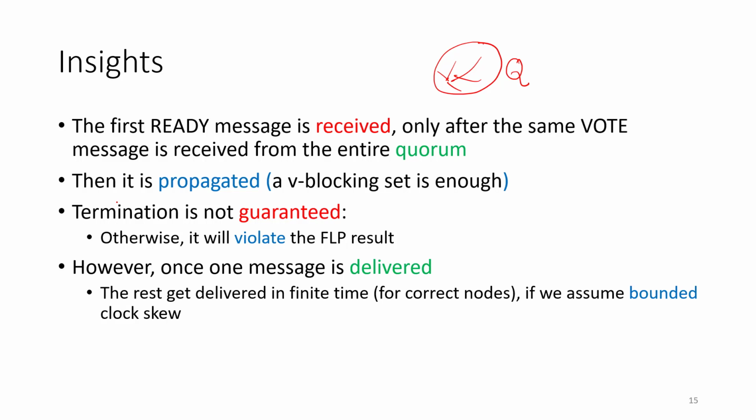And of course, all the correct nodes will get the delivery in finite time if we assume bounded clock skew. So we assume that we have a partially synchronous system and all the nodes are active, in the sense of executing this algorithm. Then within a finite amount of time, which can also be made bounded, if one message is delivered, all the messages will be delivered to the intact set.